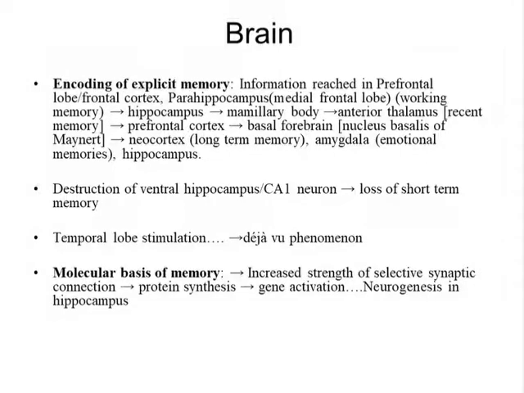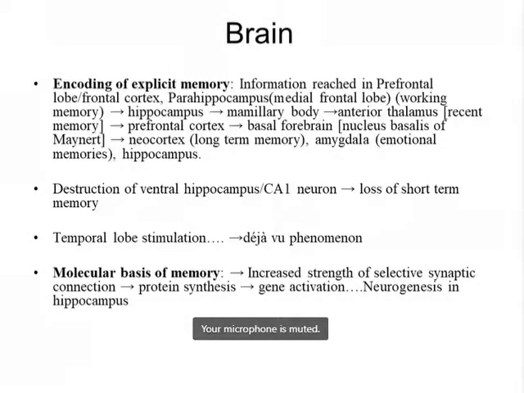Destruction of the ventral hippocampus, CA1 neuron, causes loss of short-term memory. That means if the hippocampus is lost, there is short-term memory loss, and new memory will not be converted into long-term memory, but the old long-term memory will remain.